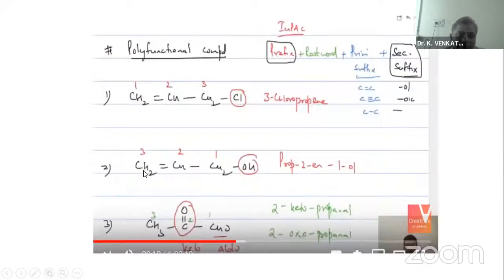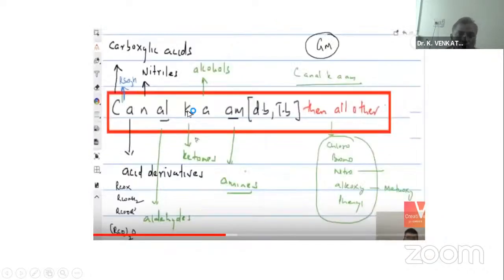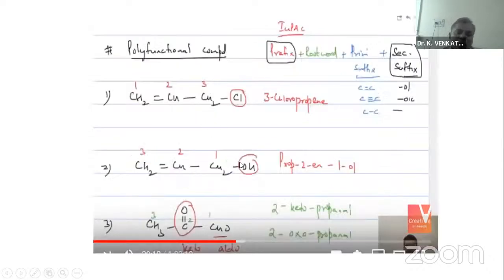Next, CH2 double bond CH2OH. So here you can see alcohol is present and a double bond is present. In our rules, alcohol comes first. Where is the alcohol? Here, alcohol is present. Where is the double bond? The double bond is present here. So first preference we give to alcohols.